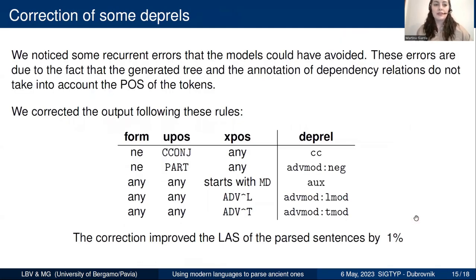We, however, noticed some recurrent errors that the models could have avoided, and these were due to the fact that the generated tree and the annotation of dependency relations do not take into account the part of speech of the tokens. And for these reasons, we corrected the output following these rules you can see in the table. And this correction improved the LAS of the parsed sentence by 1%.